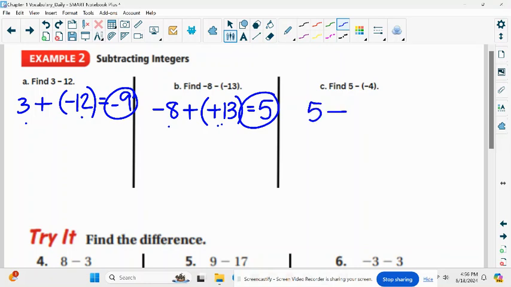5, change to addition, change the sign. We've got a positive plus a positive, so that means we're going to add. And because they're both positives, our answer is also positive. So hopefully you got those correct. If you did, give yourself some little check marks. Good job.